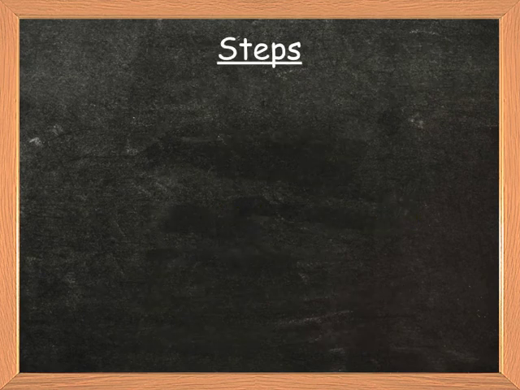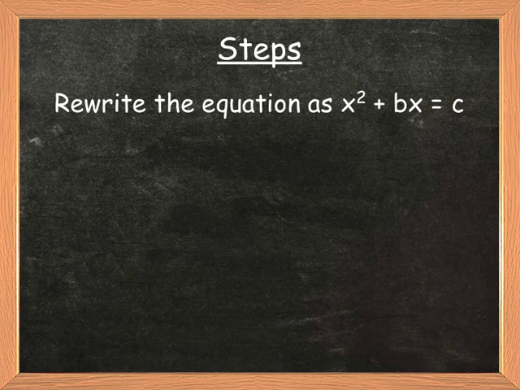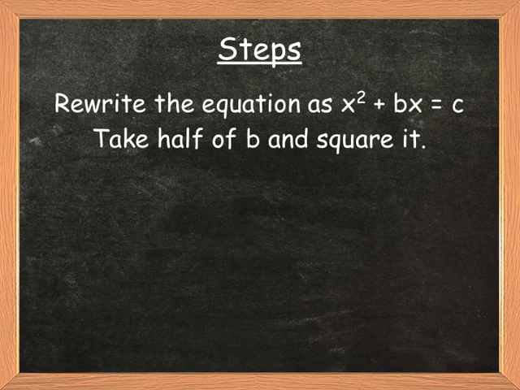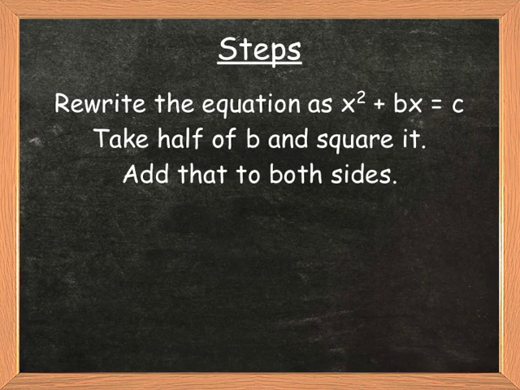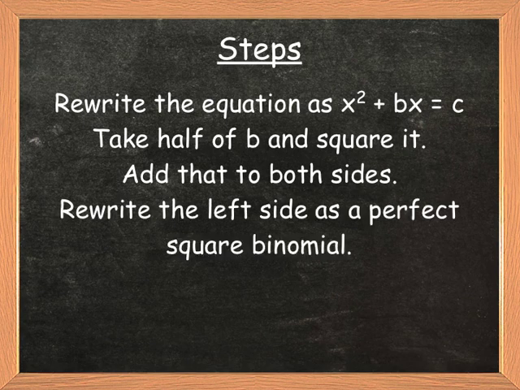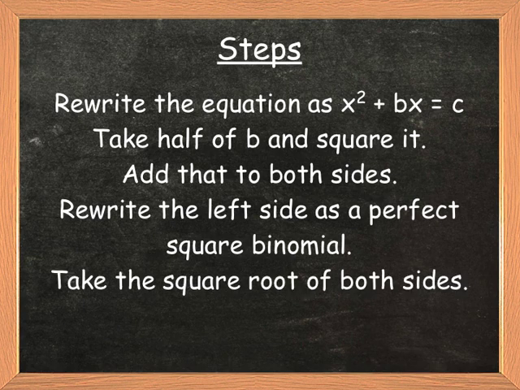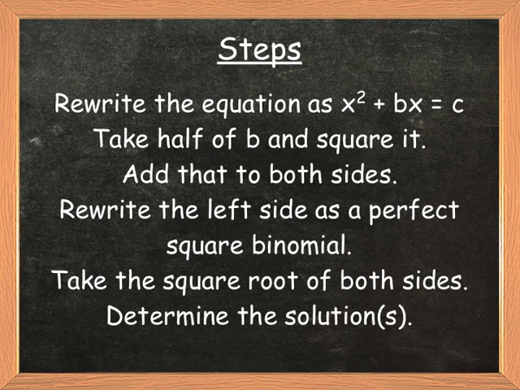So just to review the steps, we want the equation written like this: the x squared and the x term on the left, the number term on the right. Then you want to complete the square by taking half of the coefficient of b and squaring it. You add that number to both sides. Then remember the left-hand side you rewrite as a perfect square binomial. We take the square root of both sides of the equation and we determine the solutions from there.